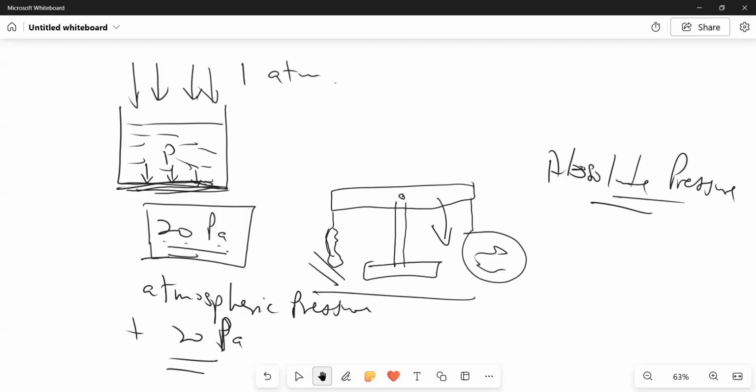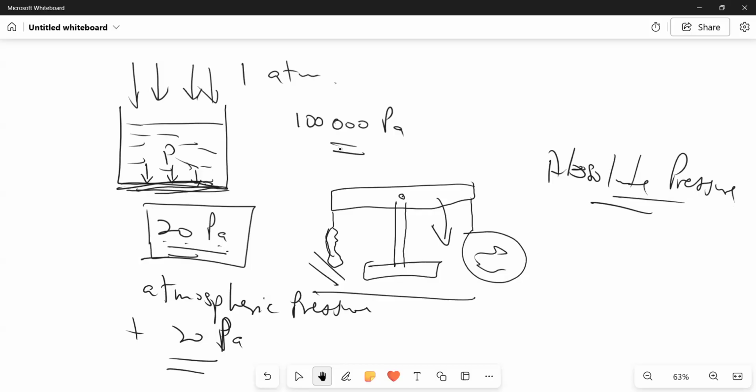How many pascals? It's around 101,325 Pascal. That's roughly 1 atmosphere, right? Roughly 100,000, 1 by 10 to the 5, yes, 5 zeros.